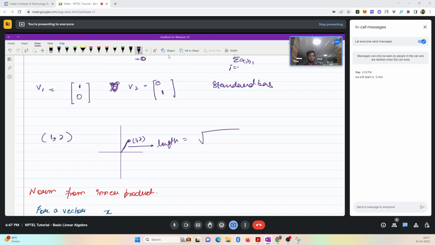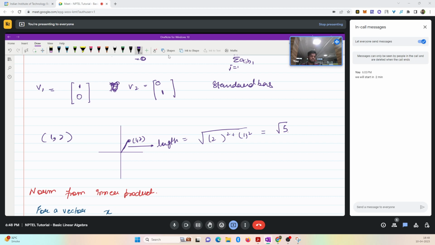You used to do 2 square plus 1 square. What is it? This is the square root of 5. This is how you obtain the length of a line in your schools.